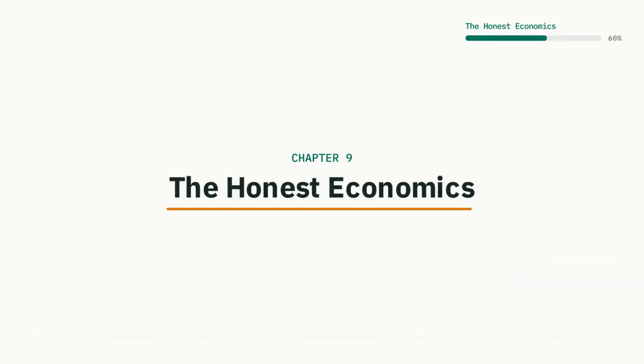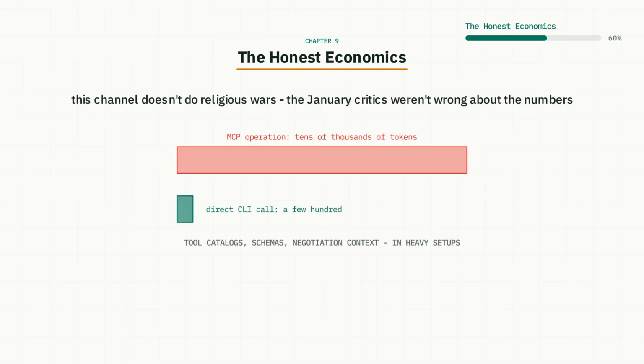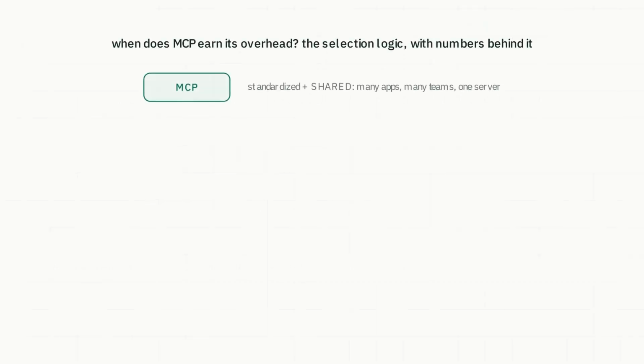Chapter 9, The Honest Economics, because this channel doesn't do religious wars, and the January critics were not wrong about the numbers. An MCP operation can carry real token overhead: tool catalogs, schemas, negotiation context, tens of thousands of tokens in heavy setups, where a direct command line invocation of the same underlying capability might cost a few hundred. For a token-efficient production pipeline doing one known thing at scale, a direct integration wins that comparison, clearly, and pretending otherwise helps nobody. So when does MCP earn its overhead?